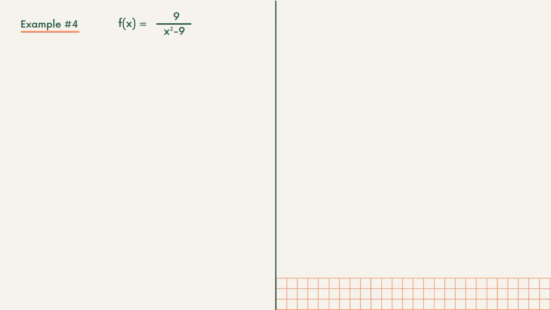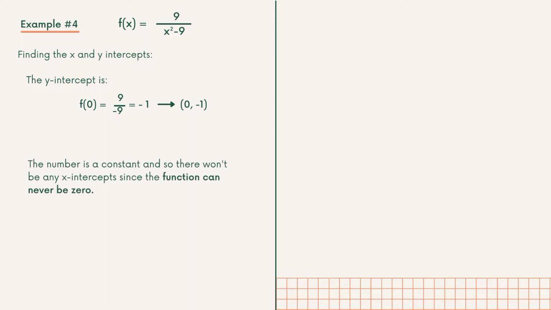Example number 4. 9 over x squared minus 9. Find the x and y-intercepts. The y-intercept is negative 1. The numerator is a constant, so there won't be any x-intercept since the function can never be 0. Find the asymptotes. Now, we'll have a vertical asymptote where x squared minus 9 equals 0, x equals plus or minus 3.